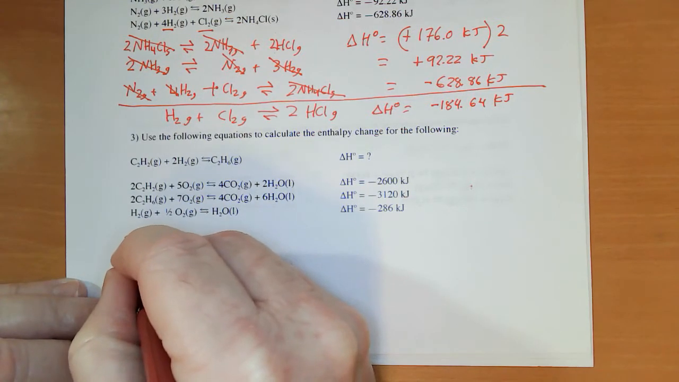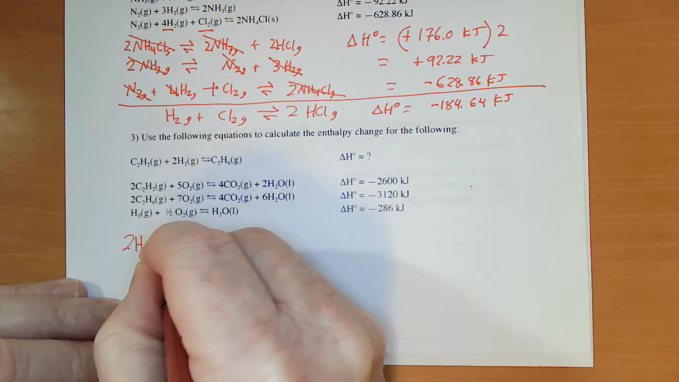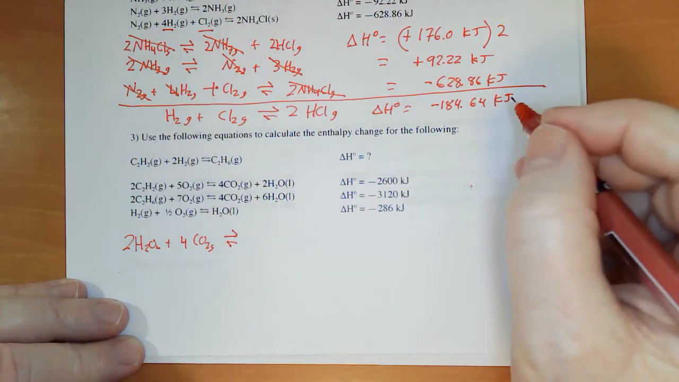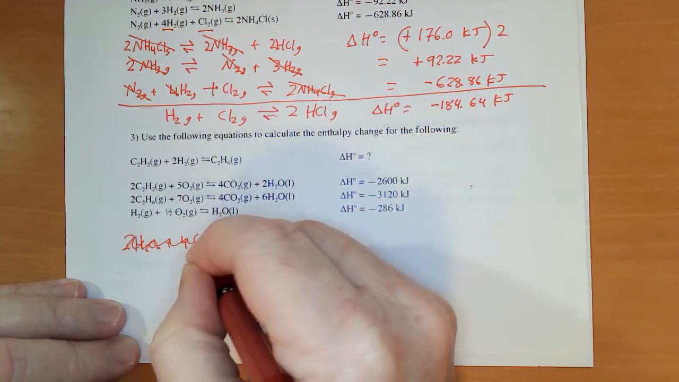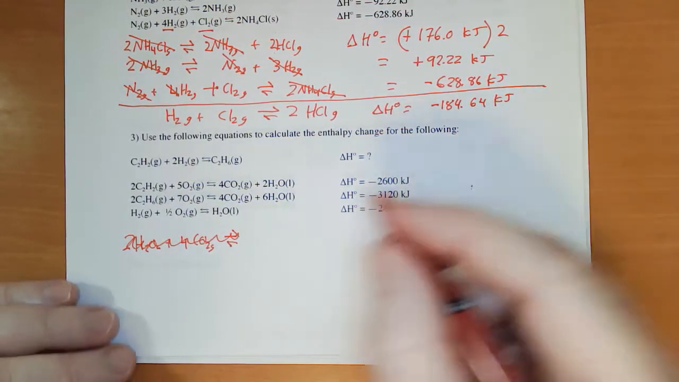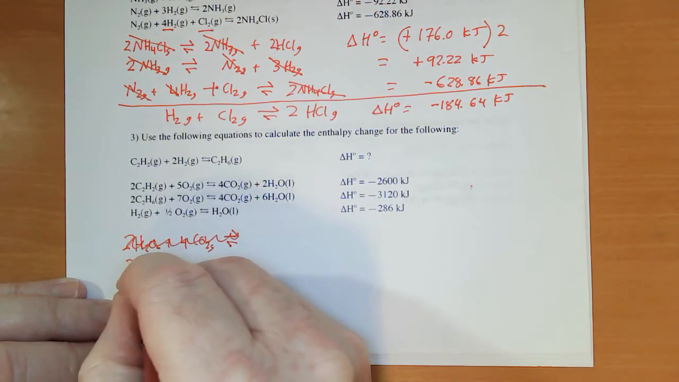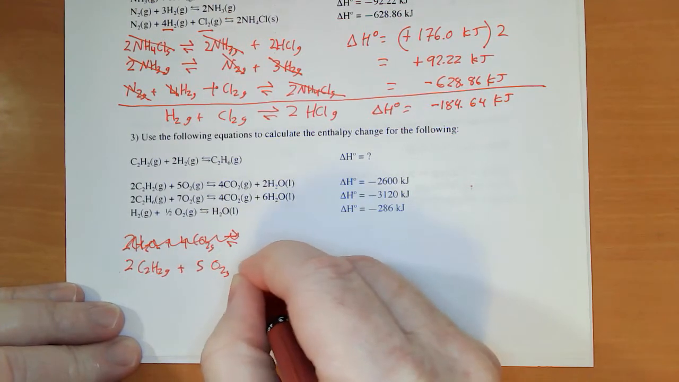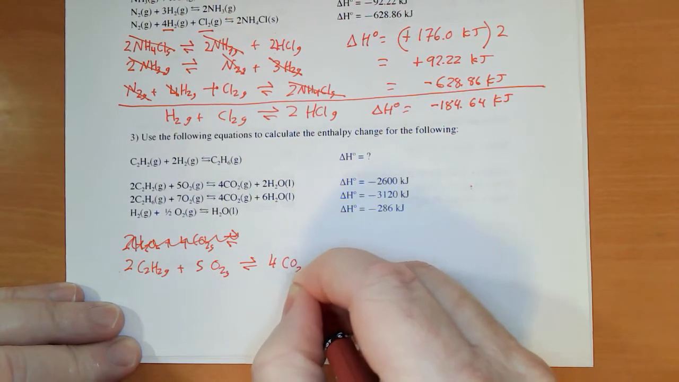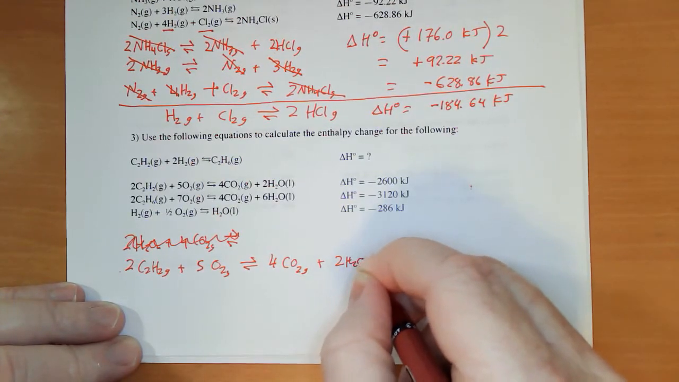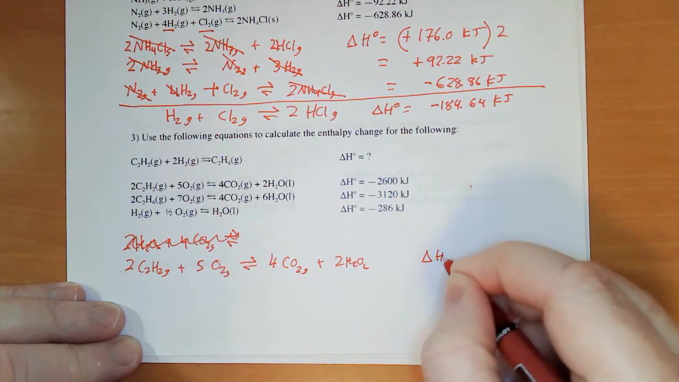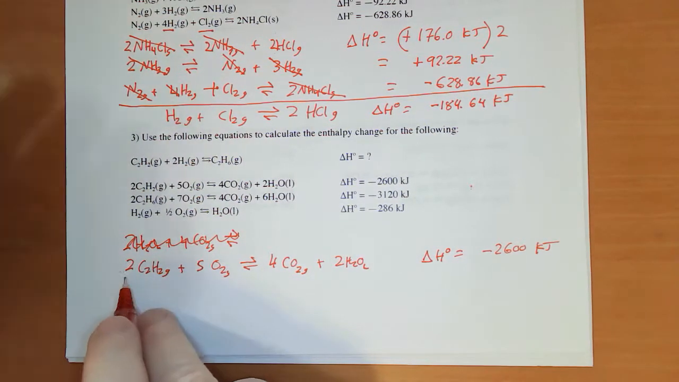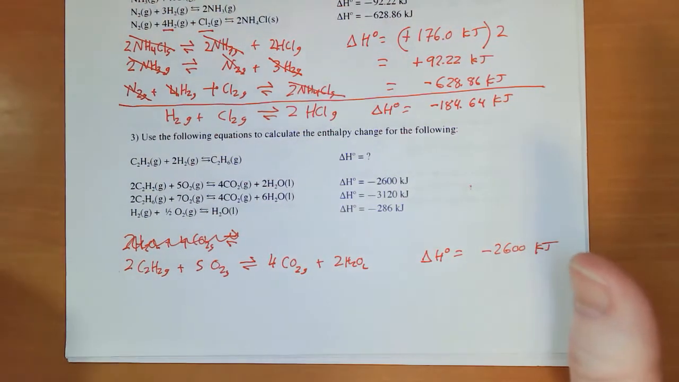2 H2O liquid plus 4 CO2 gas. I can write them in either direction. Well, hold on. Actually, no, I'm sorry. I don't need to do that. They're already on the same side. I'm just going to use it as is. 2 C2H2 gas plus 5 O2 gas to give me 4 CO2 gas, 2 H2O liquid. Delta H naught is not going to be adjusted. It's negative 2,600 kilojoules.